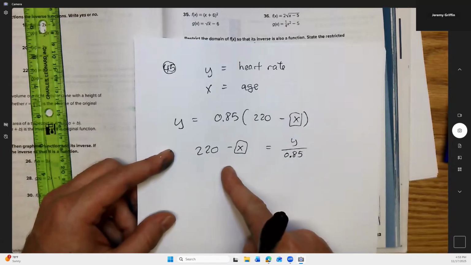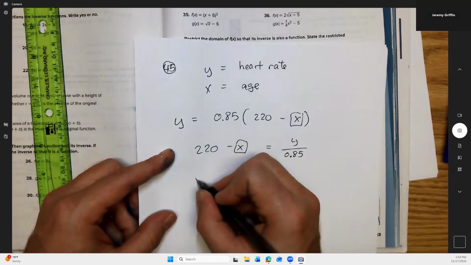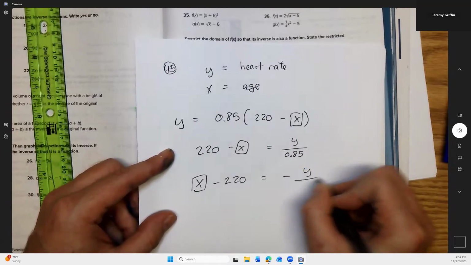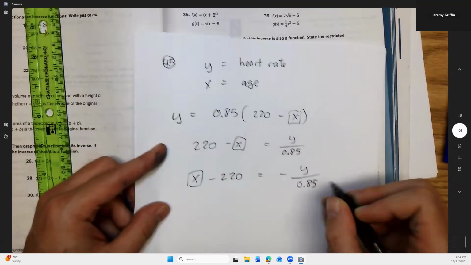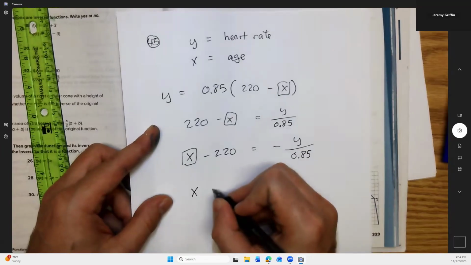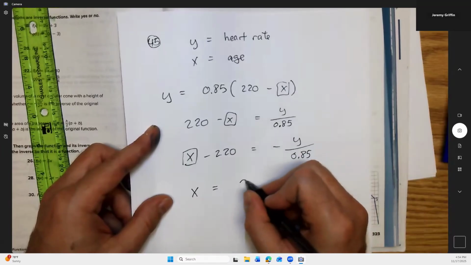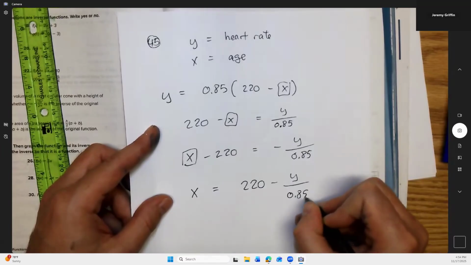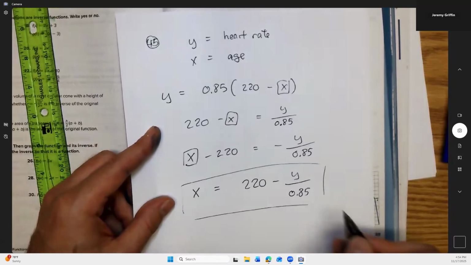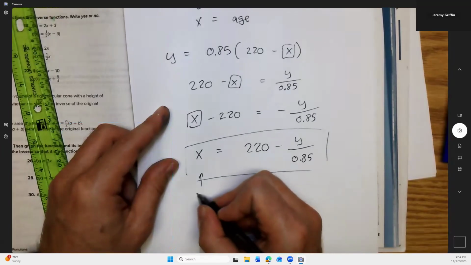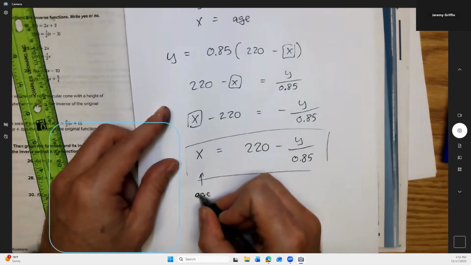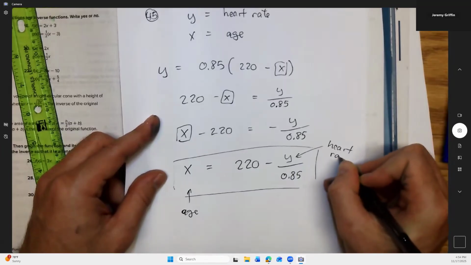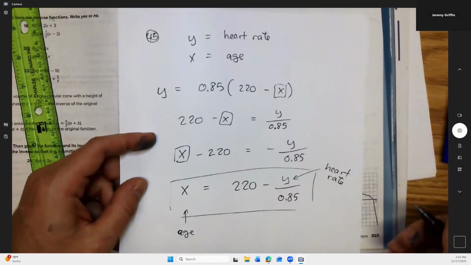And then here, I'll negate both sides. So x, which we're solving for, minus 220 equals negative y over 0.85. And finally, add 220 to both sides. So the optimal age given a heart rate would be 220 minus that measured heart rate over 0.85. So there's your inverse, maybe an optimal age given some measured heart rate. And that's the inverse. Look at that.